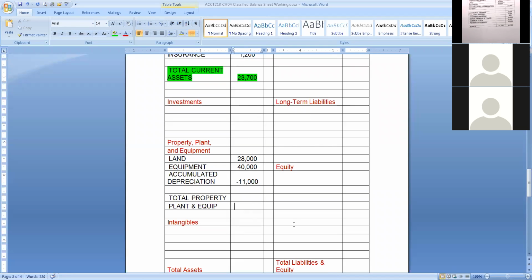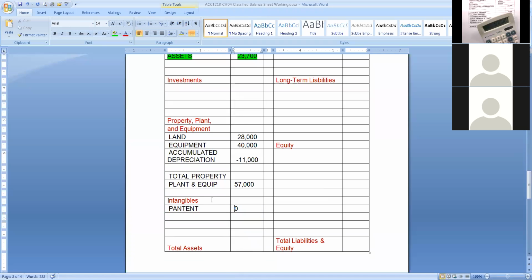So we'll take 28,000 plus 40,000 minus 11,000, which gives 57,000. All right, now we go with the intangibles, and that's 0.